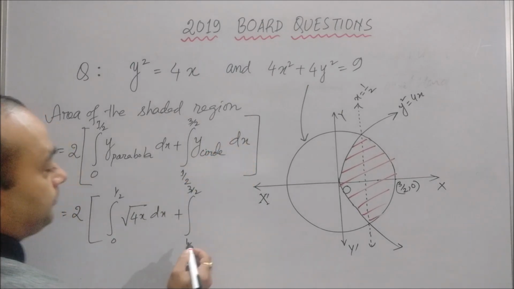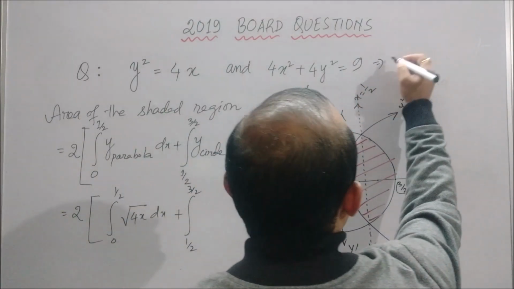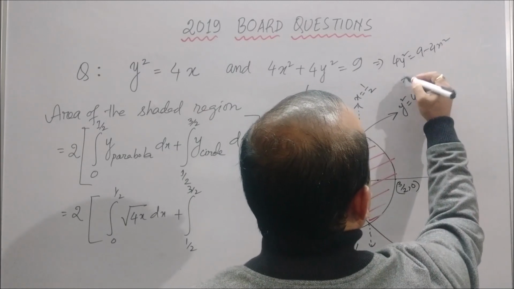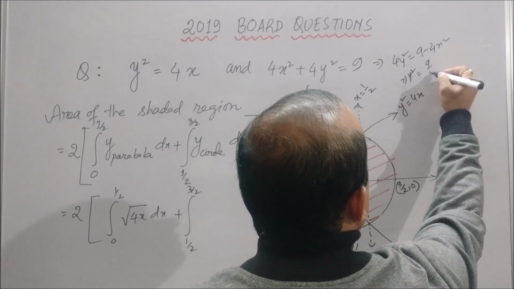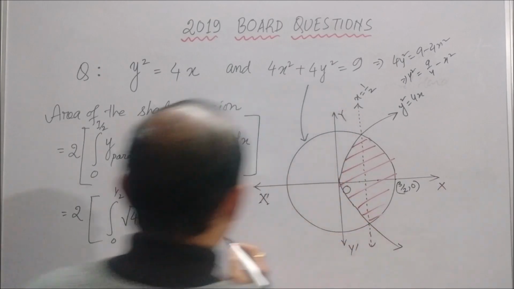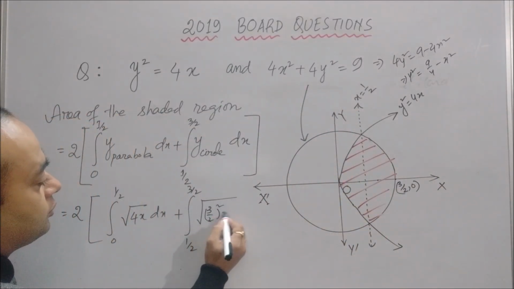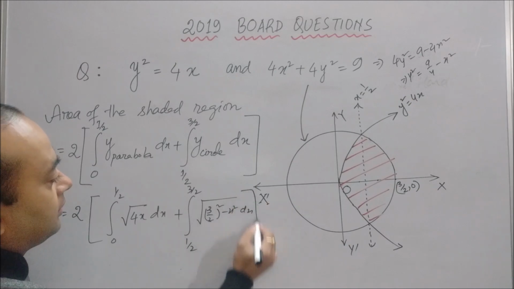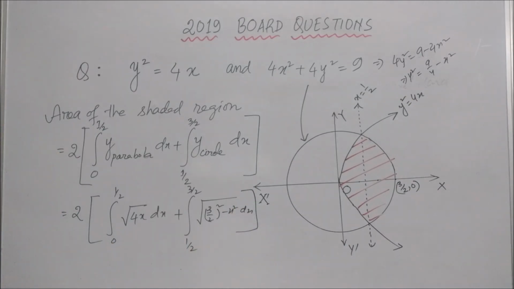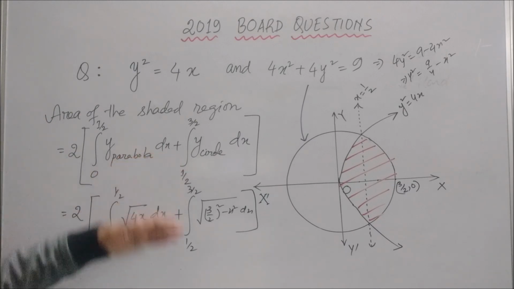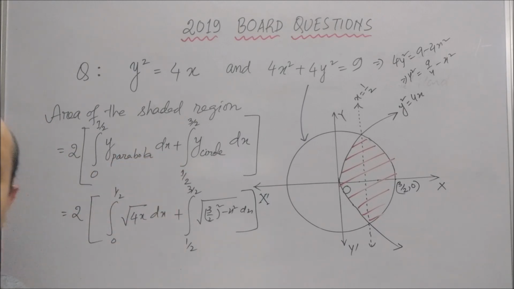That would be, we can write down it as 4y square equal to 9 minus 4x square. So y square is equal to 9 by 4 minus x square. So it is square root of 3 by 2 whole square minus x square dx. So after this, you can use the integration formula, put upper limit minus lower limit, and hence reach the answer.